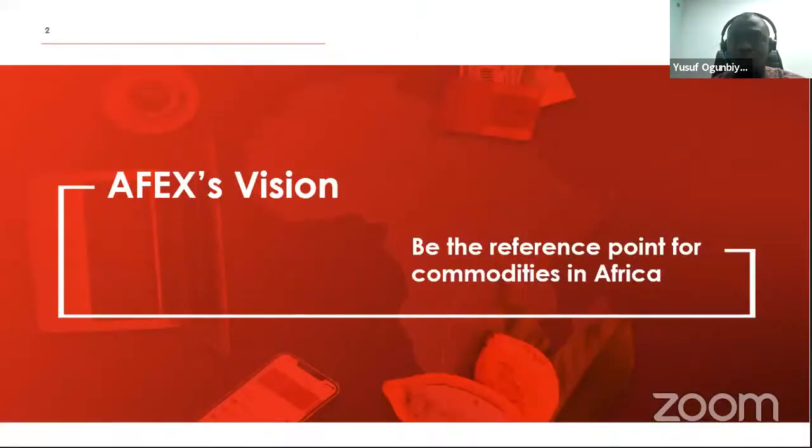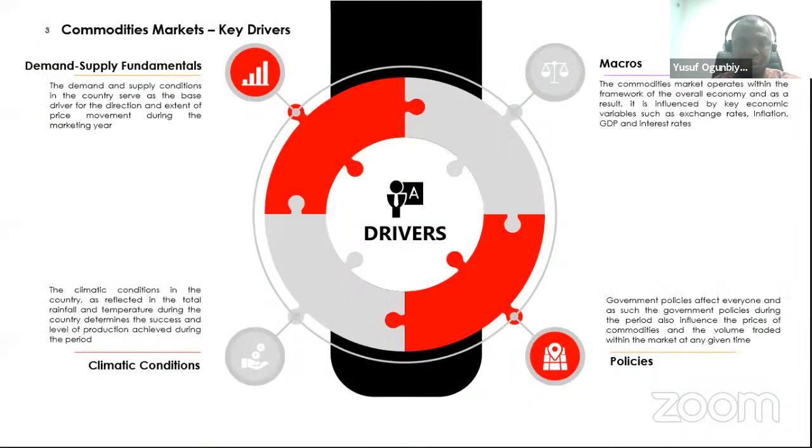So FX's vision is to be the reference point for commodities in Africa. And as a result, leveraging on this vision, we have built a lot of infrastructure to support the trading activities on this platform. So first, before you even think of commodities, you need to think of the key drivers, right? In thinking about the key drivers, I've used this graphic to capture all the drivers in the market.